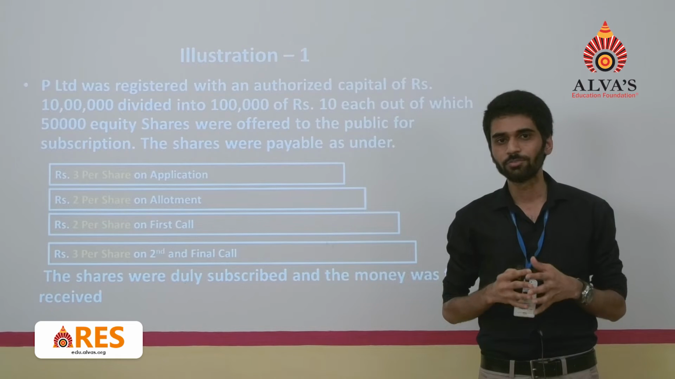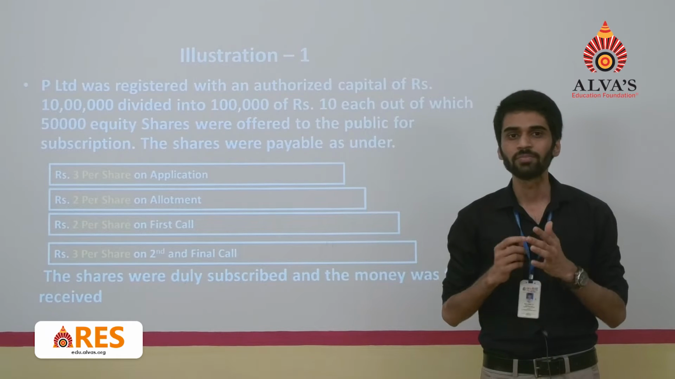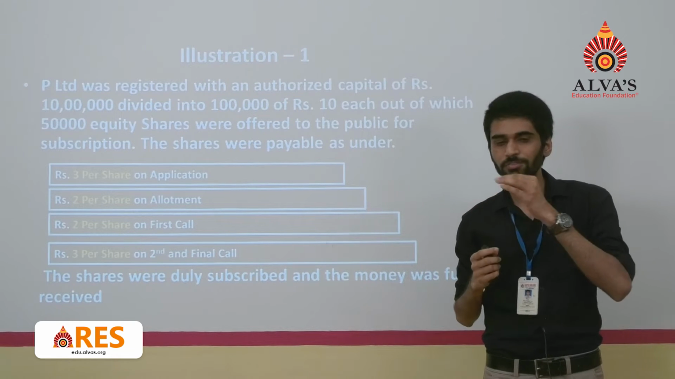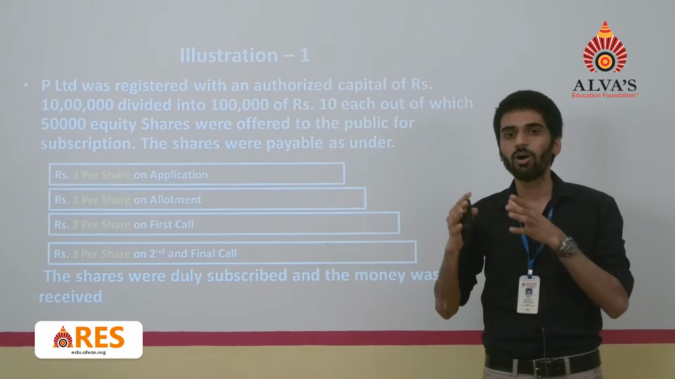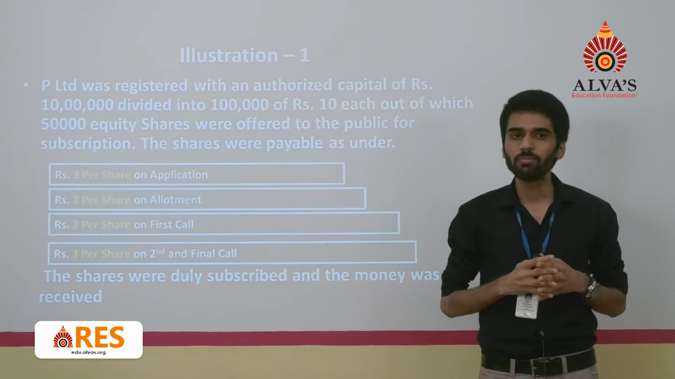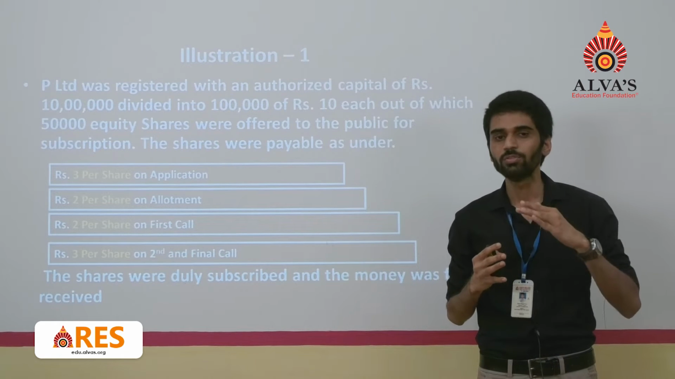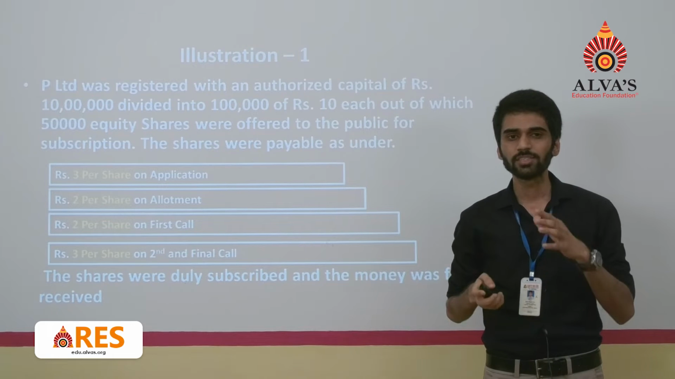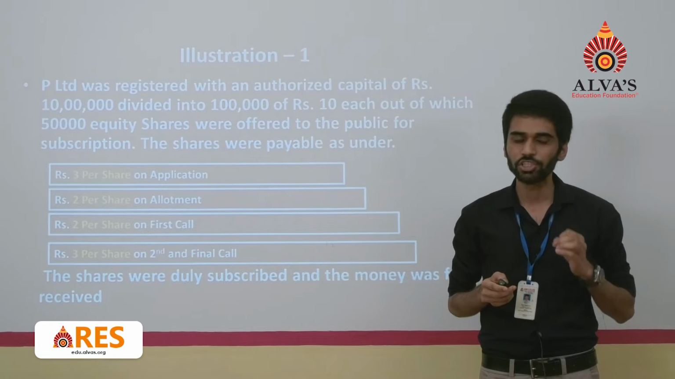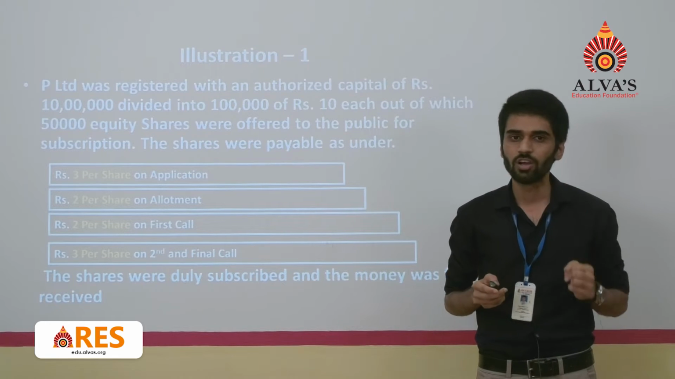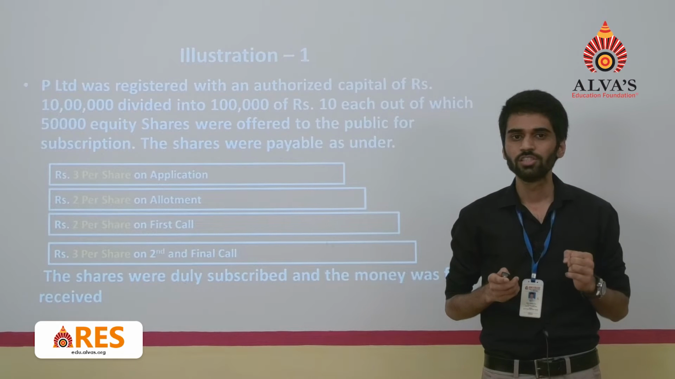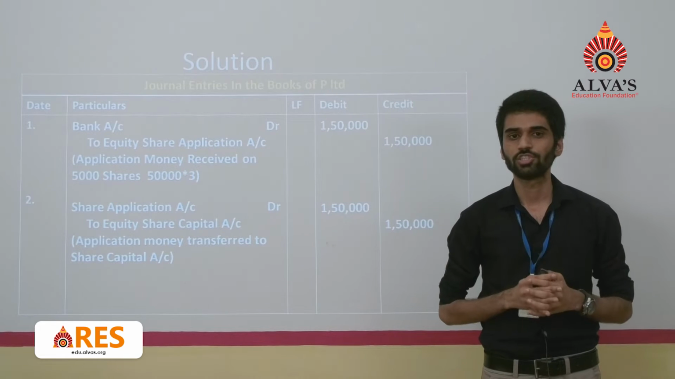So, this is how a company collects the money from the public. You know that for each stage we have to pass an entry. We are issuing 50,000 shares to the public of rupees 10 each, and the installments given are 3, 2, 2 and 3. Let us pass the journal entry for the application stage, allotment stage, first call stage and final call stage. First of all, the application stage.